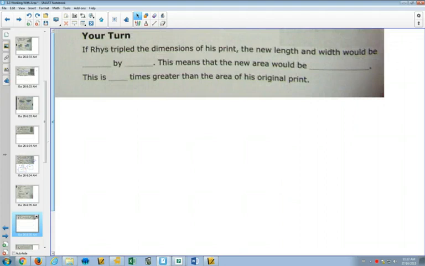Your turn. Try this one. If he tripled the print, what would the new dimensions be? When you tripled it, you get 12 by 18. The new area, 12 by 18, is 216 square inches. This is 9 times bigger than the original print.